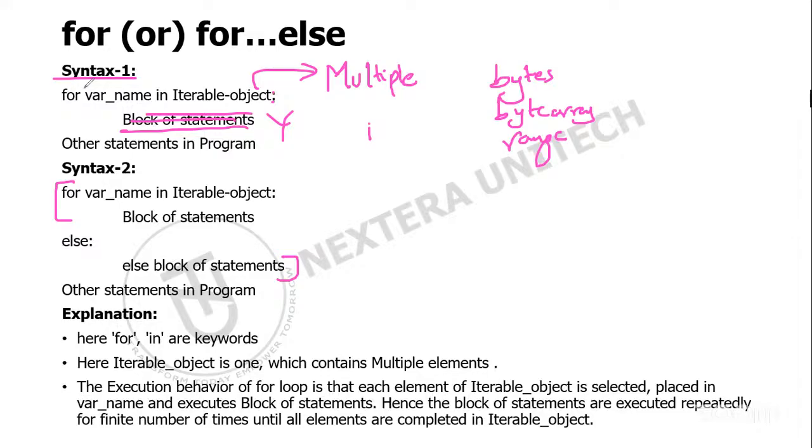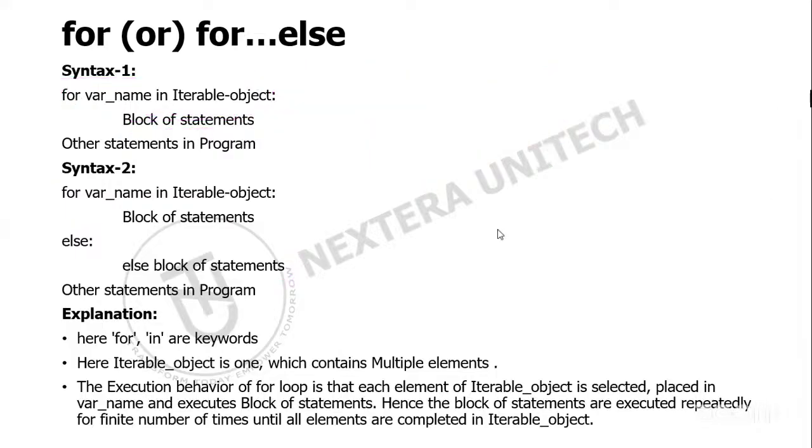So for and in are two keywords, and we also know that in is a membership operator, right? So we have two keywords, for and in, and the for loop keeps on iterating. It iterates for n number of times, for a finite number of times, till the condition gets false. Right? Now let me take a few examples to understand for loops or for else loop.